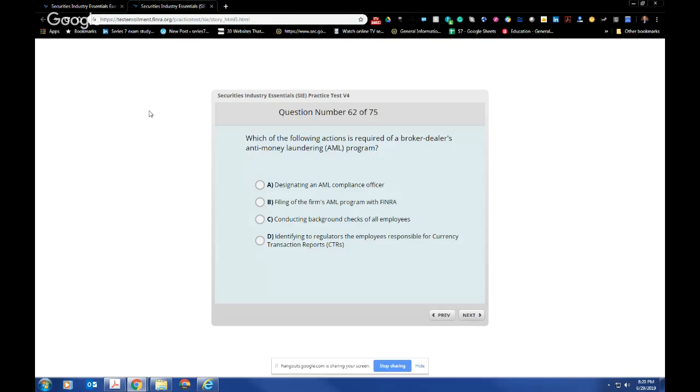So you have to have an AML compliance officer. That's the big one. Okay, that's required. Everything, you don't file with FINRA. You do have to conduct background checks, but FINRA just started doing that for you. And then identifying to regulators the employees responsible for the CTR. You will have to do that at some point, but that is not up to FINRA.